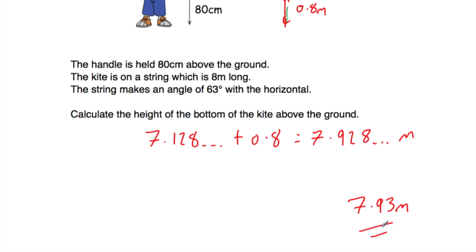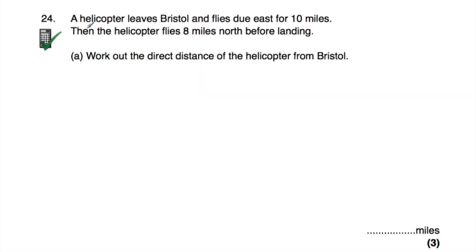Okay, let's have a look at question number 24. So question number 24 says a helicopter leaves Bristol and flies due east for 10 miles. So here we've got Bristol, and the helicopter flies due east for 10 miles. So it gets to here, and that's 10 miles.